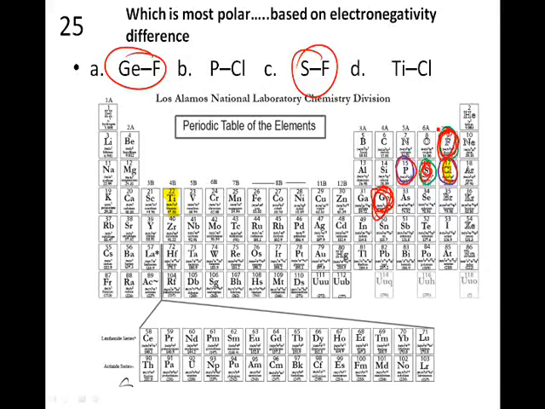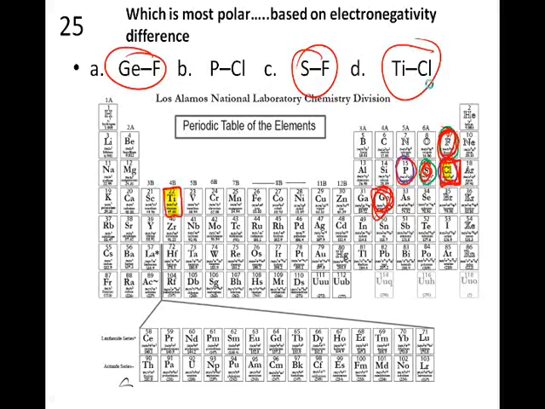Sulfur and fluorine had the greatest electronegativity of the pairs presented in C. And D, here we have Ti and Cl. And of the pairs, they must have been the farthest apart.